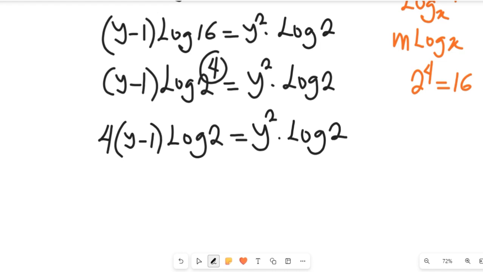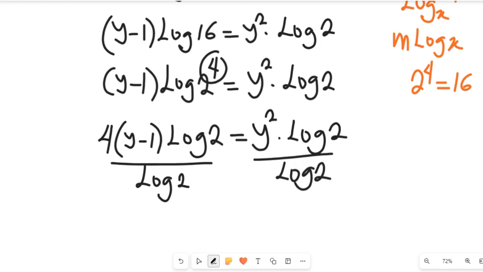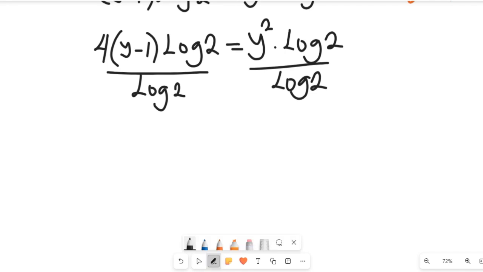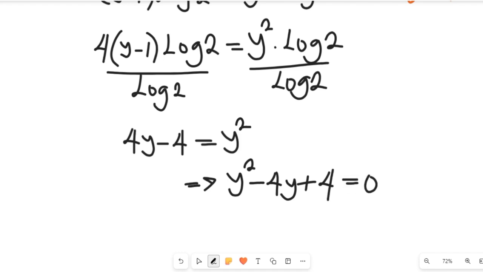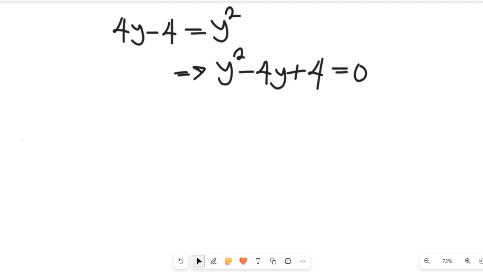So if we divide both sides by log of 2, this side will be divided by the log of 2, and this side will be divided by the log of 2. We'll find out that the equation will now give us 4y minus 4, and that will be equal to y squared. So let's rearrange this equation. We're going to have y squared minus 4y plus 4, and this will be equal to 0. So that's a quadratic equation.